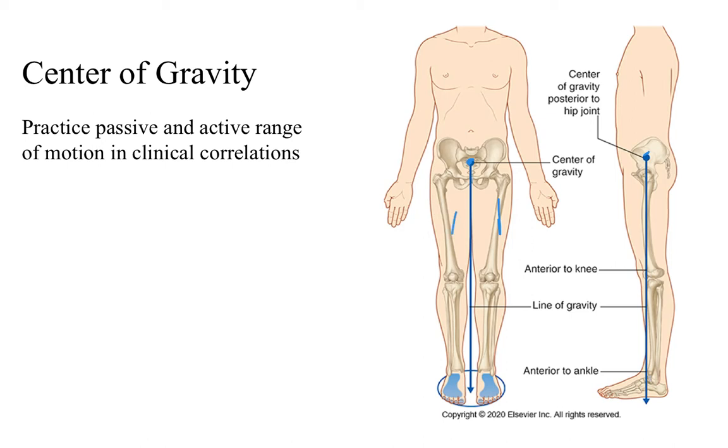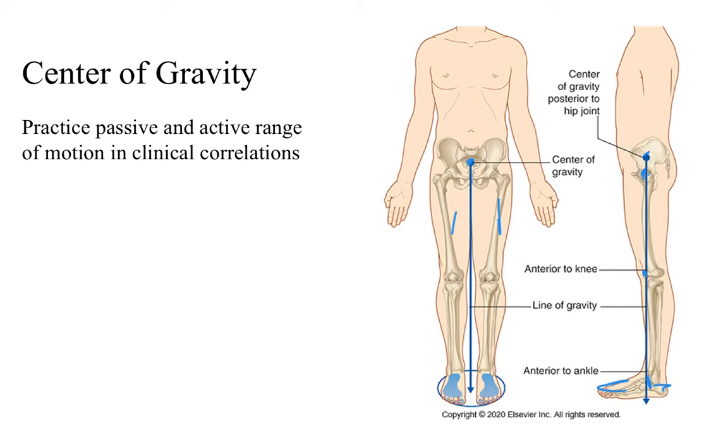So also notice that the center of gravity is slightly posterior to the hip joint, anterior to the knee joint, and right anterior to the ankle joints, with the toes in front and the heel in the back. And so this is the natural posture for a human when they are standing up.